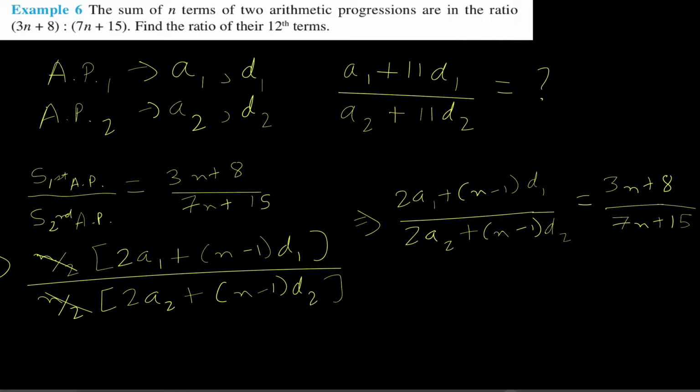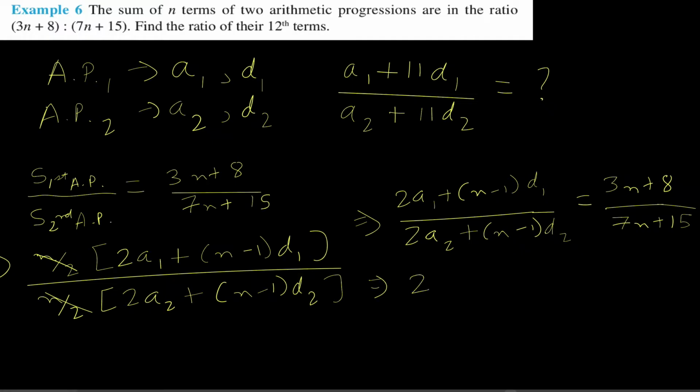Now what do we need to find? We need to find this ratio, a1 plus 11 times d1 over a2 plus 11 times d2. So somehow if we could get a1 plus 11 d1 here and a2 plus 11 d2 there, then the question would be solved. One thing you could think is, if you replace n by 23, 23 minus 1 will be 22, and if you take 2 out, then it will be 11. So this is how you think about it. So let's go ahead and replace n by 23.